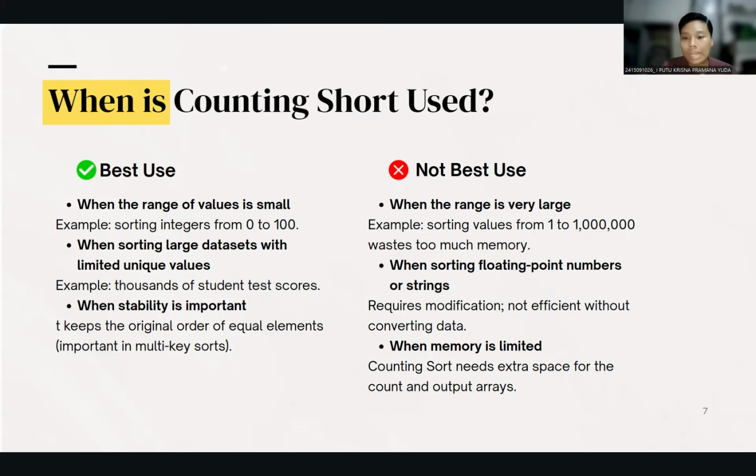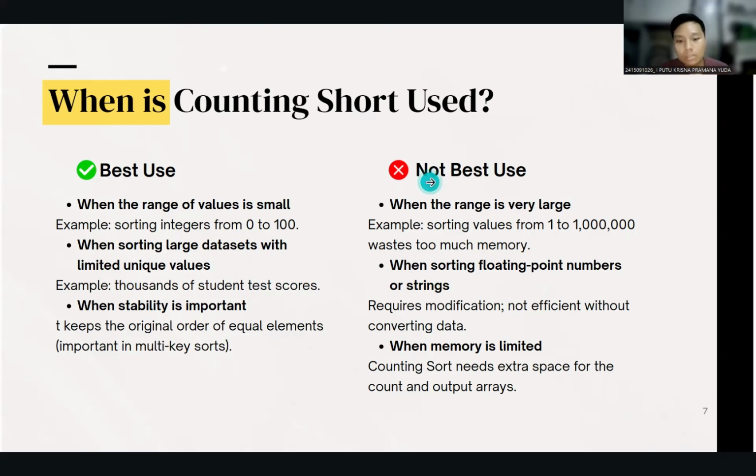To sort other data types, you need to convert or modify them, which makes the algorithm less efficient and more complex. And then when memory is limited, since counting sort requires extra arrays to store counts and output, it's not suitable for systems with memory constraints. Okay, next.